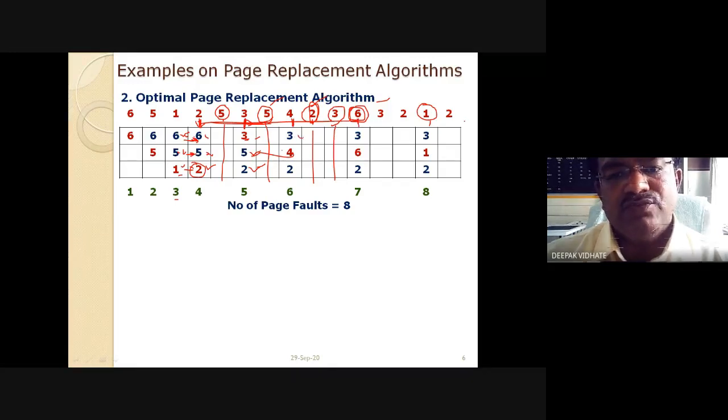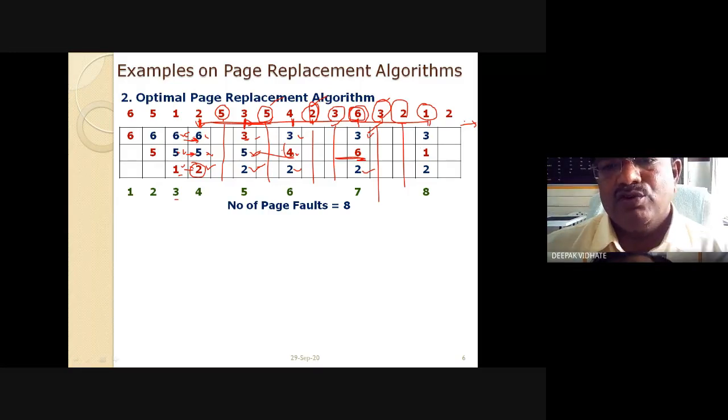For 6, yes, a page fault occurs. So out of 3, 4, 2, which is to be replaced? Here start comparing. 3 is required, so place 3 as it is. 2 is required, so 2 is as it is. 4 is not in the future list, so 4 is replaced by 6. Now for the next memory reference 3, no page fault occurs. For 2, no page fault occurs. Now 1, there is no 1 there, so page fault number 8 occurs here.